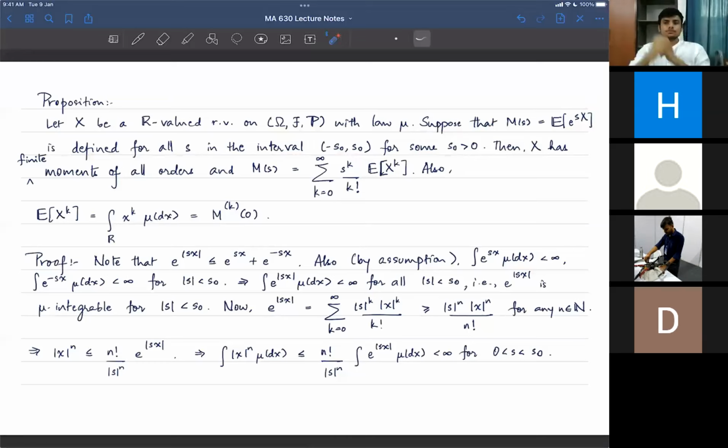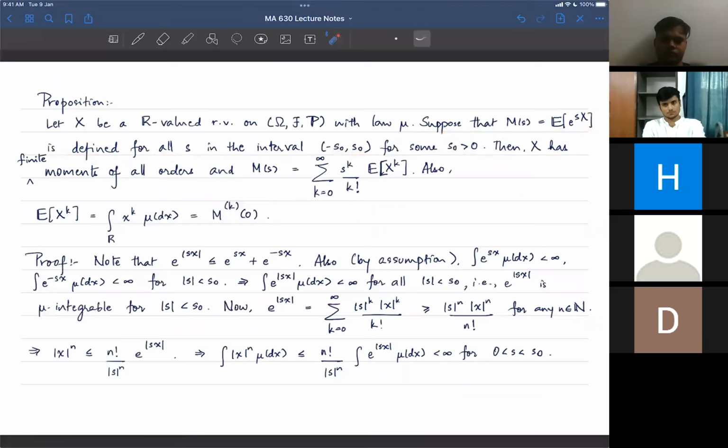As soon as you know that in some open interval containing s equals 0, the MGF is finite, you can safely do all this. That's what this proposition is saying. So suppose that M(s) equals expectation e to the sX is defined for all s in the interval (-s0, s0) for some s0 greater than 0. Then the claim is that X has finite moments of all orders. And further, M of s, the moment generating function, can be written as a Taylor series, or I guess Maclaurin series: M(s) is the sum from k going from 0 to infinity of s to the k divided by k factorial times expectation X to the k.